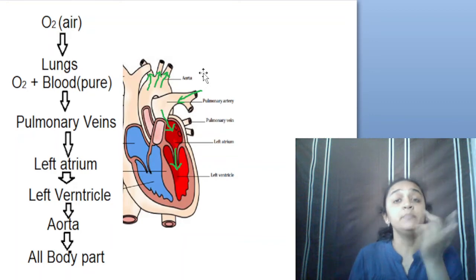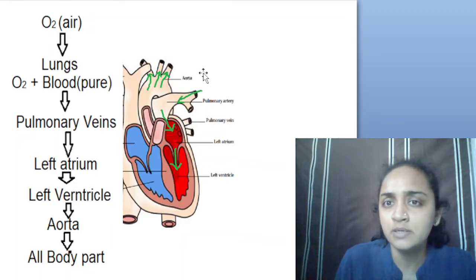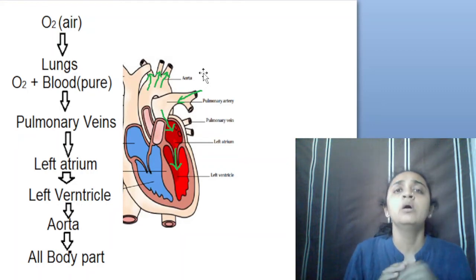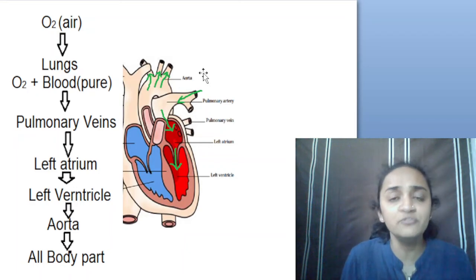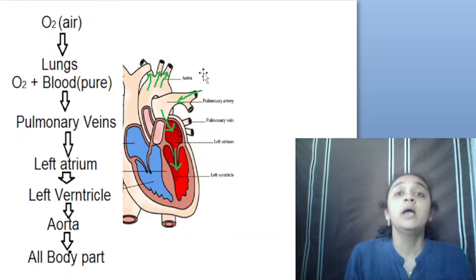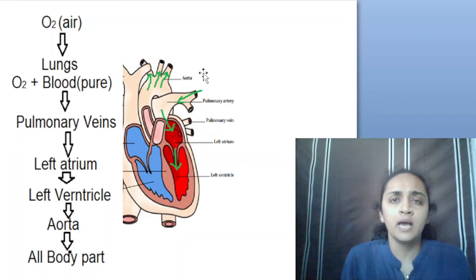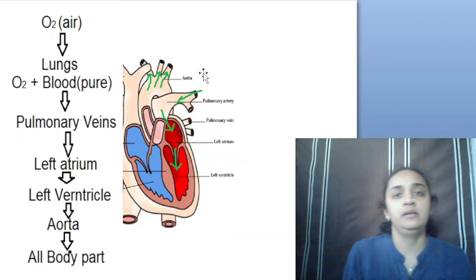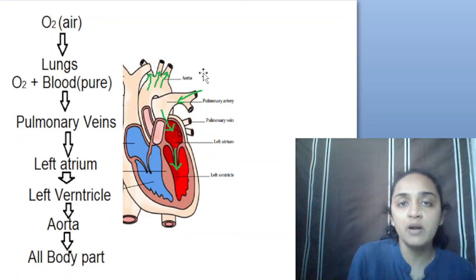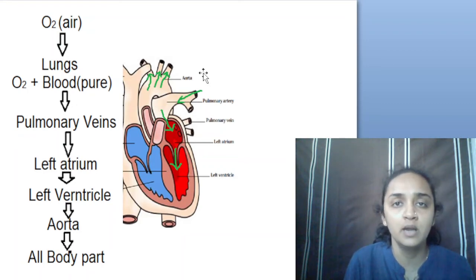Now what happens to that carbon dioxide? Is it moving in our body freely? No. Or is our skin releasing that carbon dioxide by itself? No. That carbon dioxide will mix in the blood, and that carbon dioxide-carrying blood will move to the heart through another vessel.